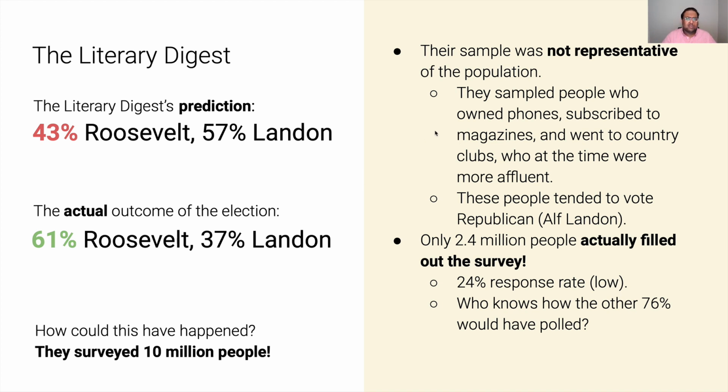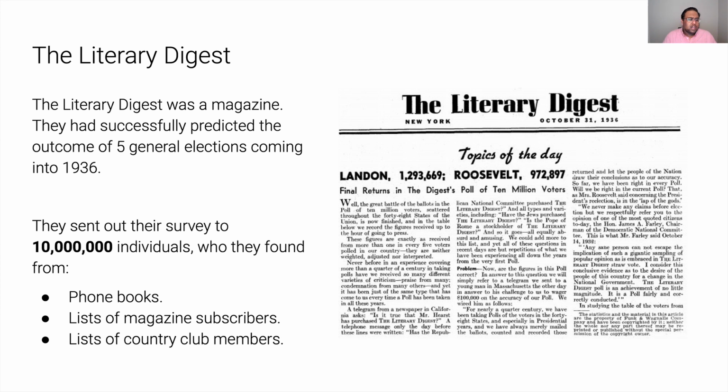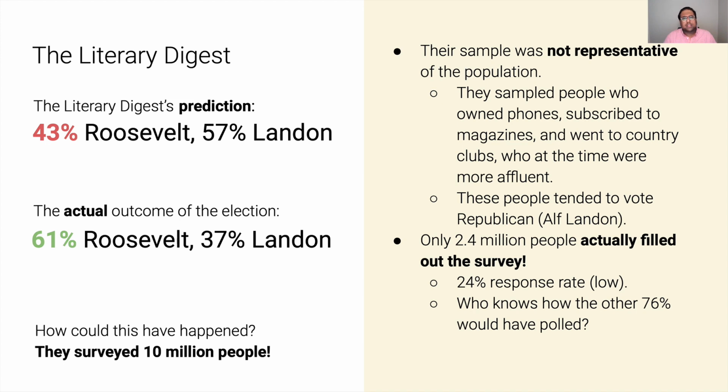Firstly, the way they chose people to be included in their sample was not representative of the overall population. If you remember back here, we established that they found people to sample from looking at phone books and lists of magazine subscribers and country club members, and I believe also people who owned cars, who at the time tended to be more affluent, and at the time, these people tended to vote Republican primarily. And so the people they were sampling tended to support the Republican candidate, and so it's no surprise that their prediction was that the Republican candidate would win, when in actuality, in the larger population of all people eligible to vote in the US, that sentiment of supporting the Republican candidate was not as strong in that election year. So they were sampling primarily Republican voters, so they predicted that the Republican candidate would win.